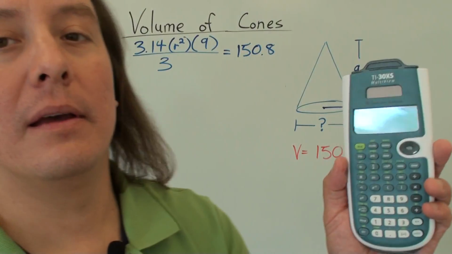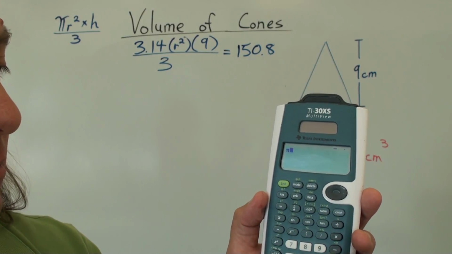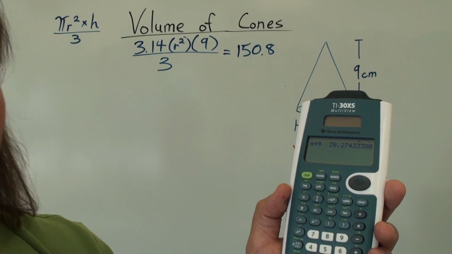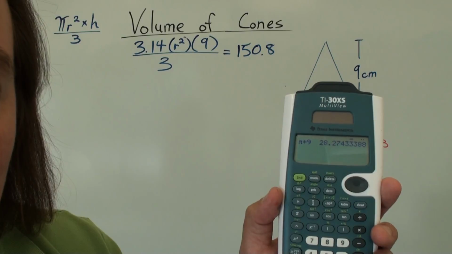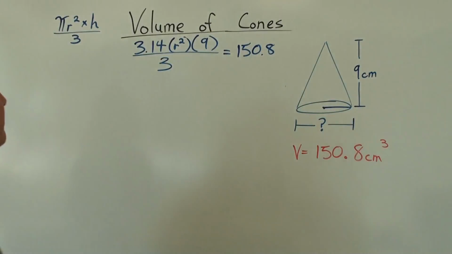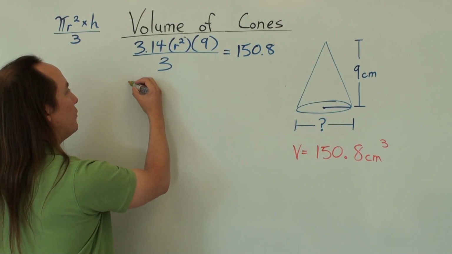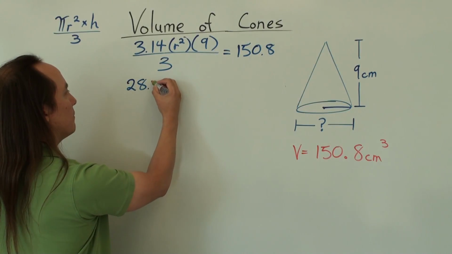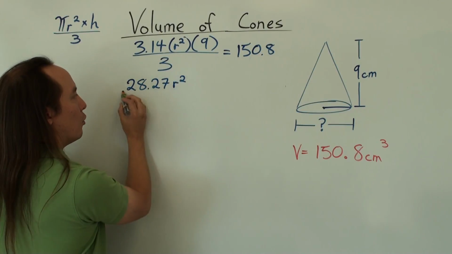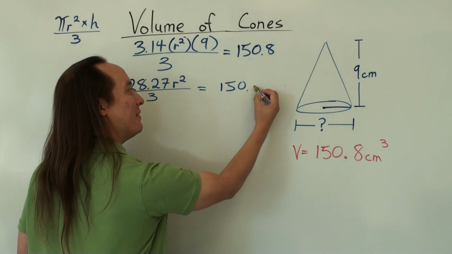So on the calculator, I'm just going to go pi, using the pi button like I always do. Pi times 9. And I get 28.27433, blah, blah, blah, right? I'm just going to use 28.27, okay? So let's go ahead and put that down. I'm going to put the numbers on one side, then r squared. So 28.27 r squared over 3, it's a big long thing, right, is equal to 150.8.